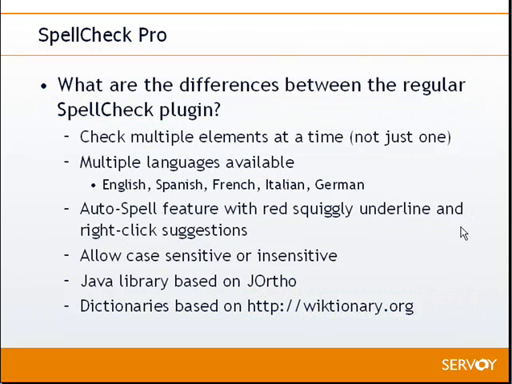The other features that this supports is that you can specify whether or not it should be case sensitive or insensitive when doing the spell checking. This particular Java library is based on JOrtho, which is a SourceForge project. And the dictionaries for this are based on Wiktionary.com, which is basically like Wikipedia but as a dictionary. So there are many different languages out there that it supports. So let's go ahead and start up a quick demo.